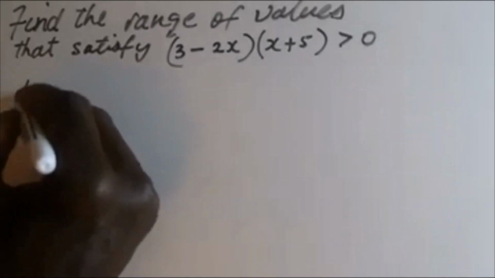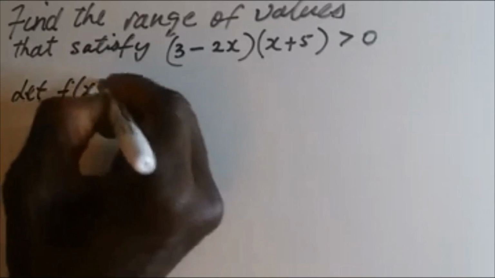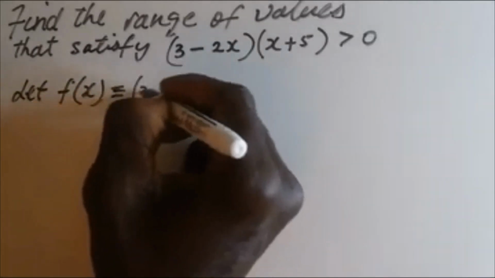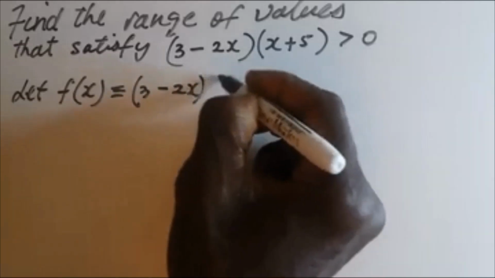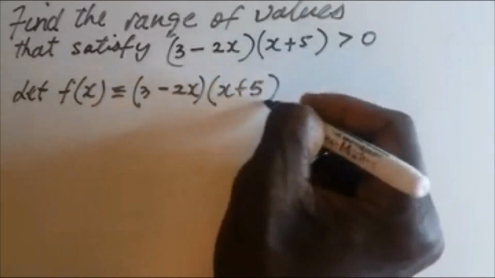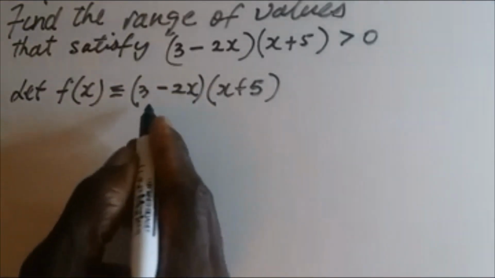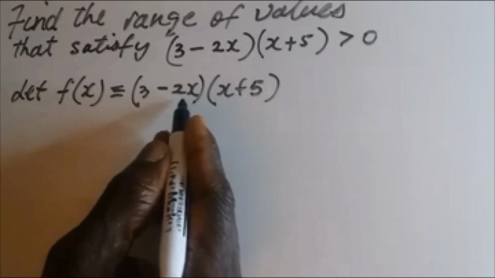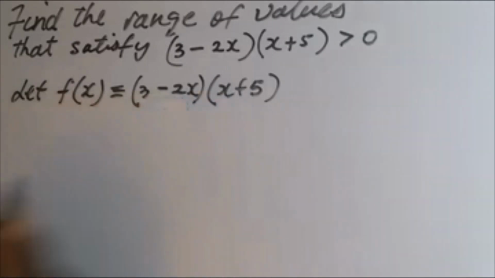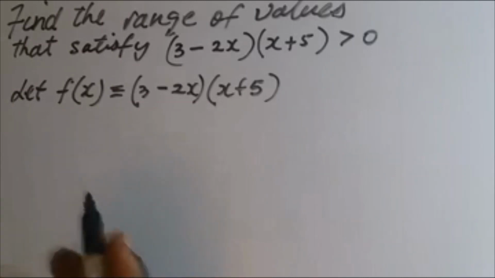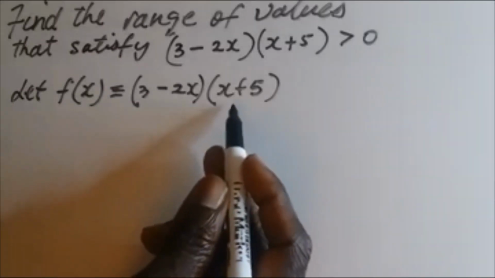So let f of x be 3 minus 2x, x add 5. If we look at this, our coefficient of x squared is negative, so we expect our curve to be the opposite of if it was positive. We'll come to that in a minute. But let's find the zeros. We know that we will have a 0 at -5.